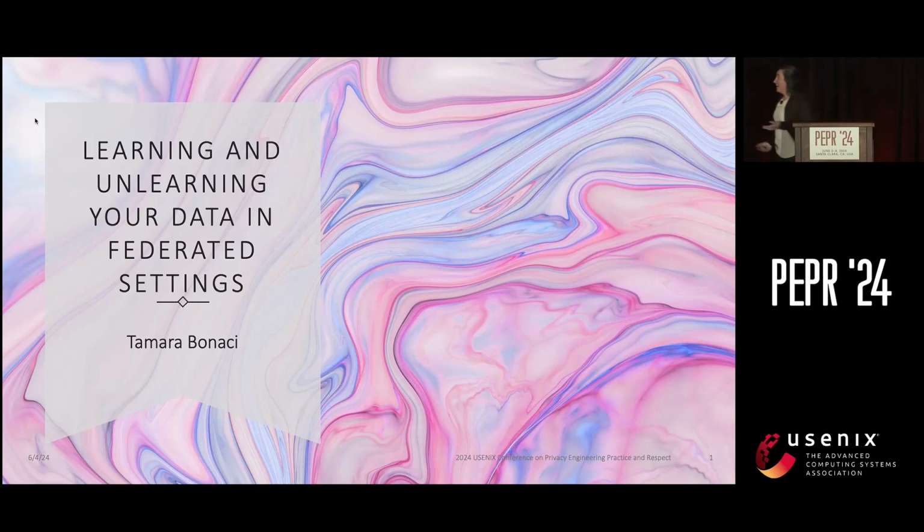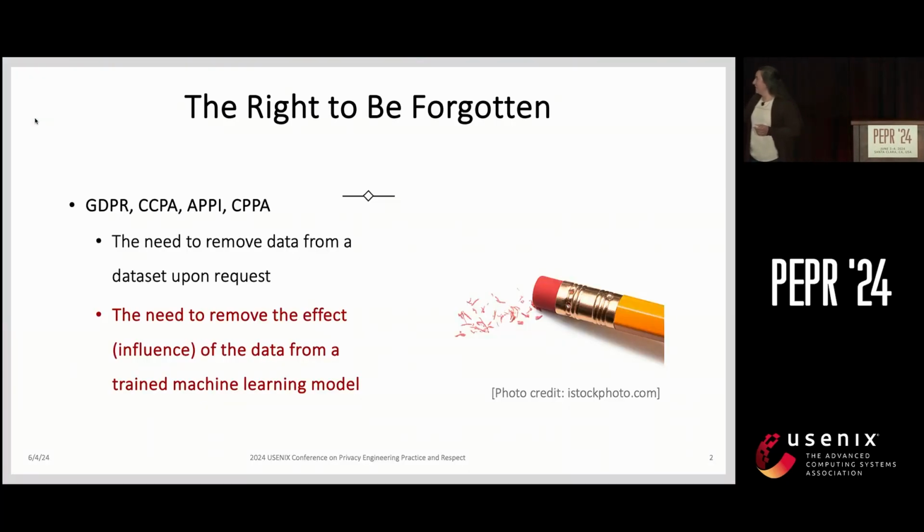So obligatory slide on the right to be forgotten. A variety of legislation and legislative frameworks around the world in the last 5, 6, 7 years have enacted and put in the law the right to be forgotten. Some examples of such legislations include GDPR, CCPA, APPI, CPPA. APPI is a privacy legislation from Japan, and CPPA, the legislation that is currently in the works in Canada.